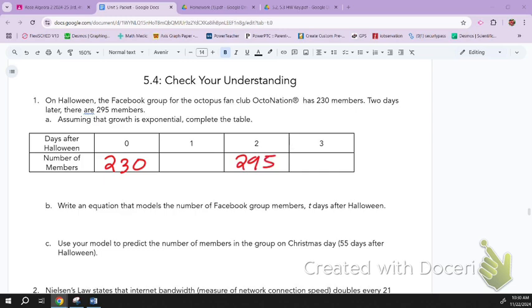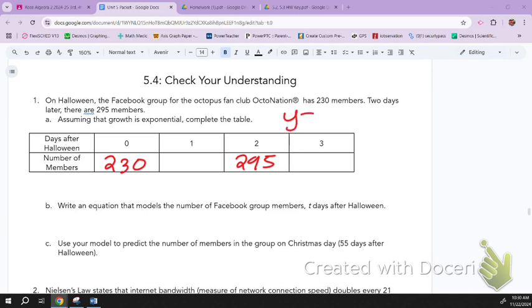Any ideas? Oh, you subtract 295 from 230. That sounds very linear. It's a good idea, but that's for linear. Divided by 2. We're close. When you divide it by 2, you get the percentage, and then you would divide that by 230. I'm hearing some good things. Let's try it.